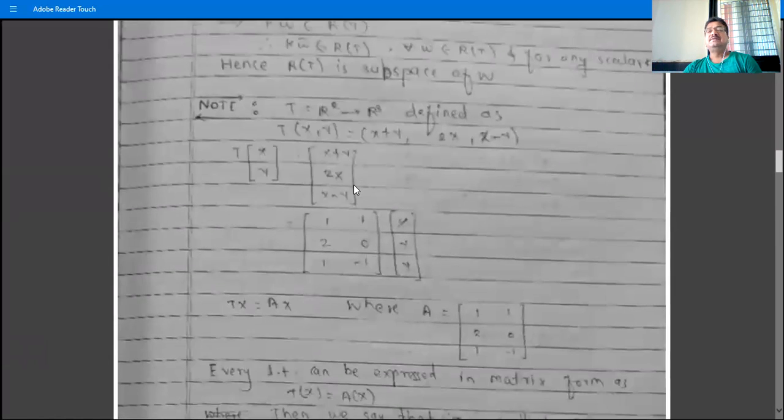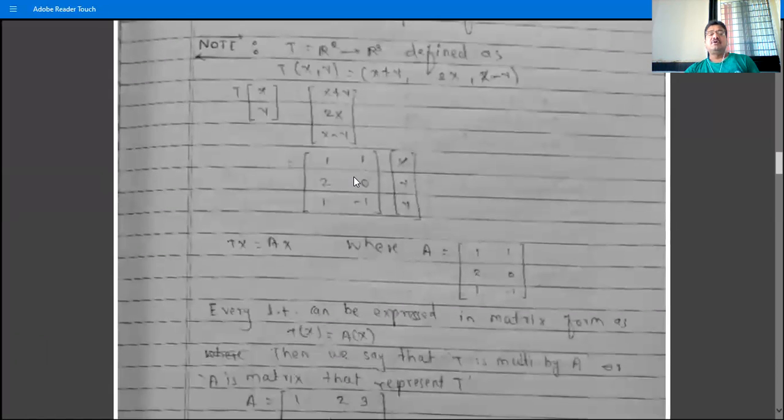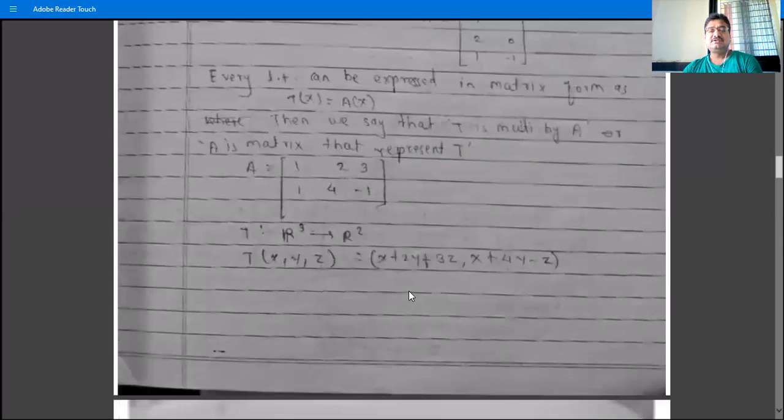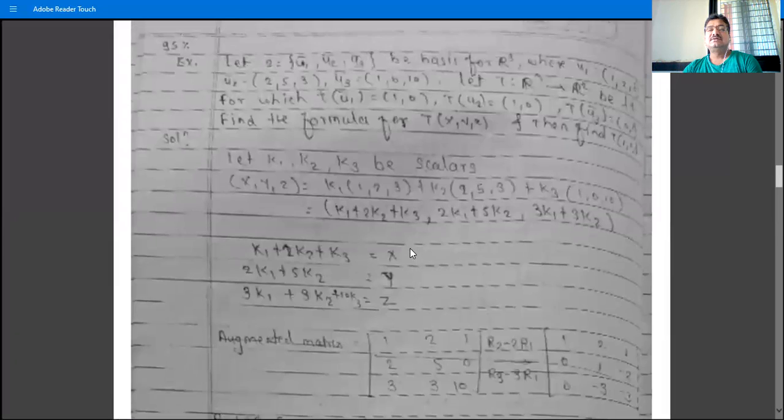So now we will see examples of the kernel of T and the range of T. Before that, we have to write the linear transformation in the form of a matrix. We have already seen how we can write the function in the form of a matrix, or how we can find the standard matrix. So this is the procedure to obtain the standard matrix, and then the example on kernel and range of T.